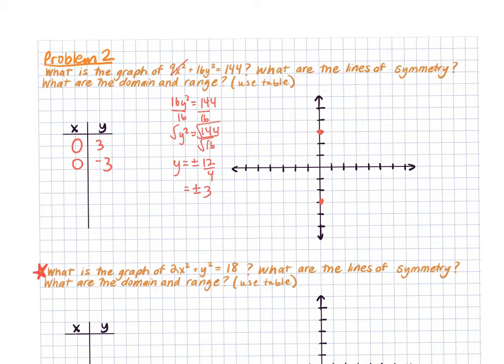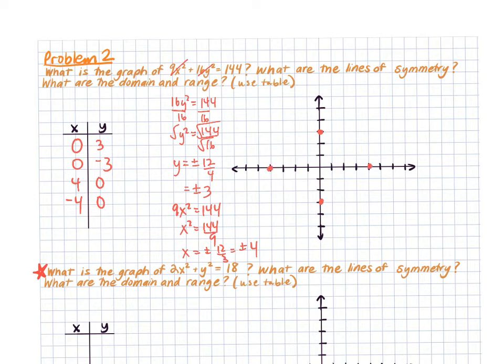Then if we plug in 0 for y, this goes away. We have 9x squared equals 144. x squared equals 144 over 9. So x equals plus or minus 12 over 3, which is 4. So plus or minus 4. So we have the points (4, 0) and (-4, 0).